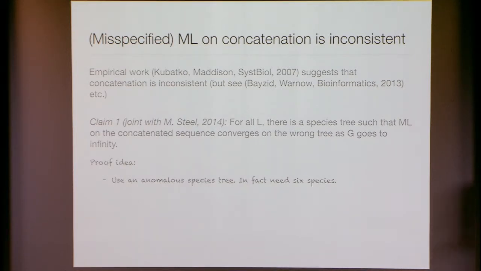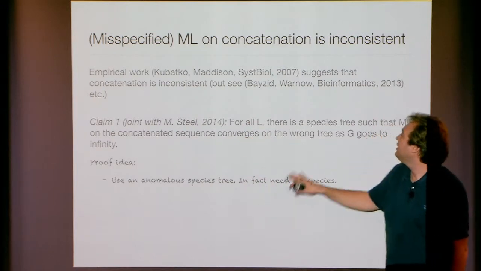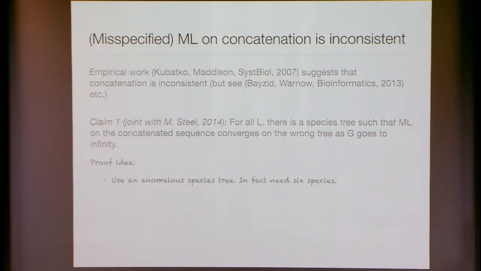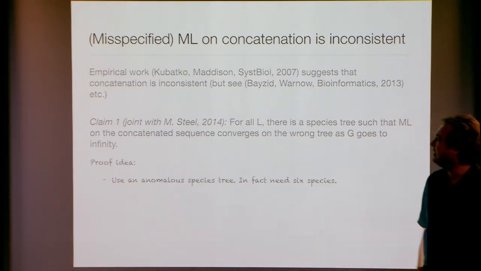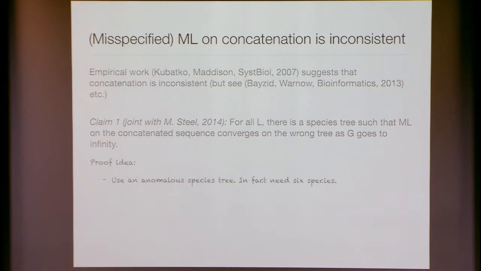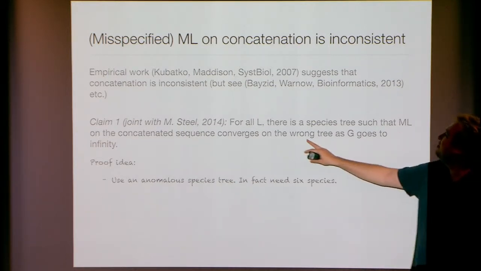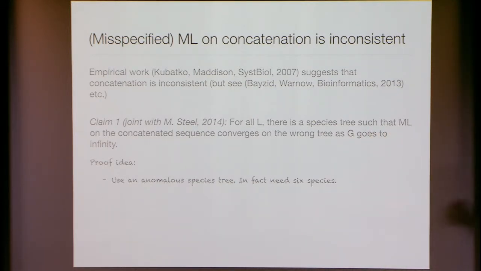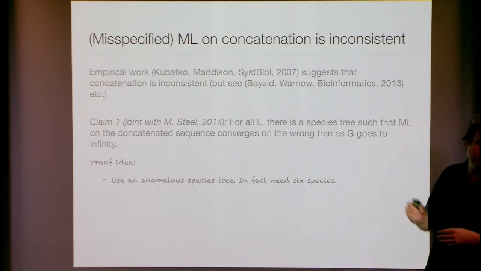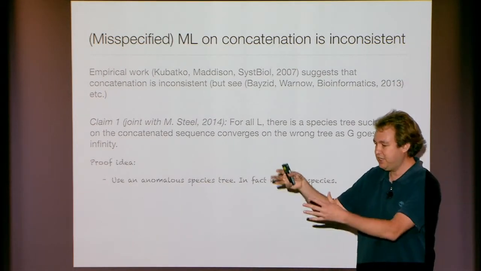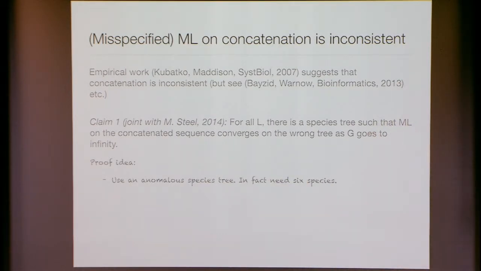In other words, for any sequence length, you can find a species tree such that if you apply maximum likelihood to this concatenated data, where the data was generated under the multi-species coalescent and the Jukes-Cantor model, but I'm ignoring that when I'm reconstructing the tree with maximum likelihood. Under that method, you can find a species tree such that this method will converge to the wrong tree with probability 1 as G goes to infinity. G is the number of genes. So I fix a sequence length, and as the number of genes goes to infinity, I can show that this is going to be inconsistent.